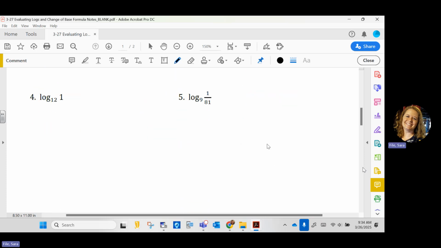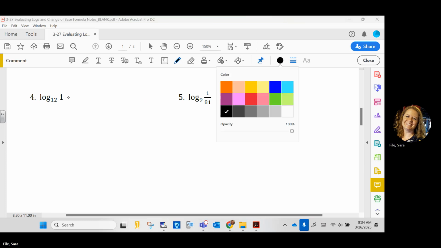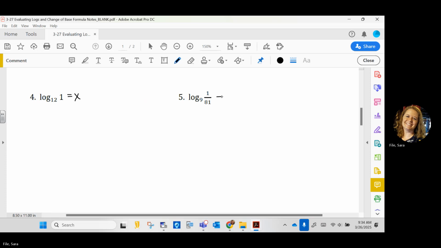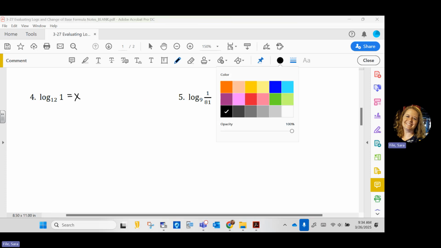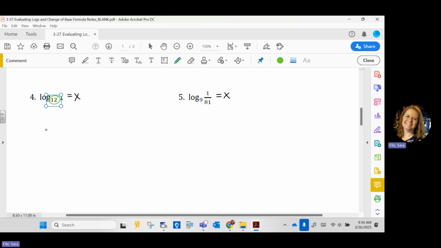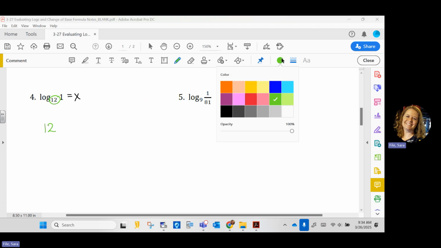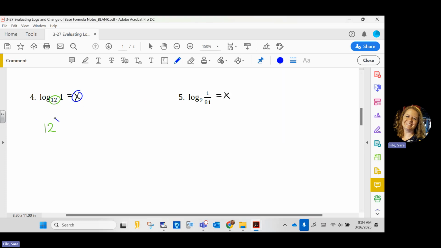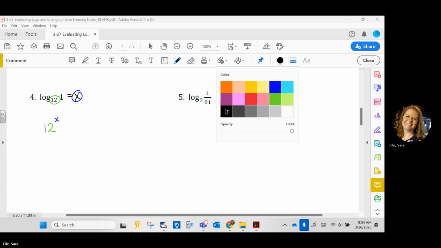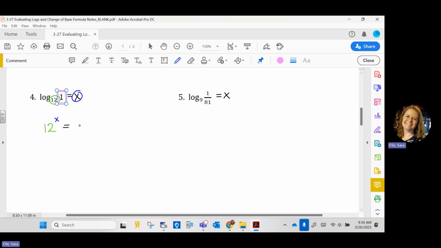All right, so let's try it with 4. What's the base on number 4? The base of the log? 12. So this is going to be 12, and then it's raised to this power x. That's our unknown. And it's going to equal what we're taking the log of, which in this case is 1. Now that one's tricky. 12 to a power equals 1. That's weird. Does anybody remember? It's a special exponent rule.